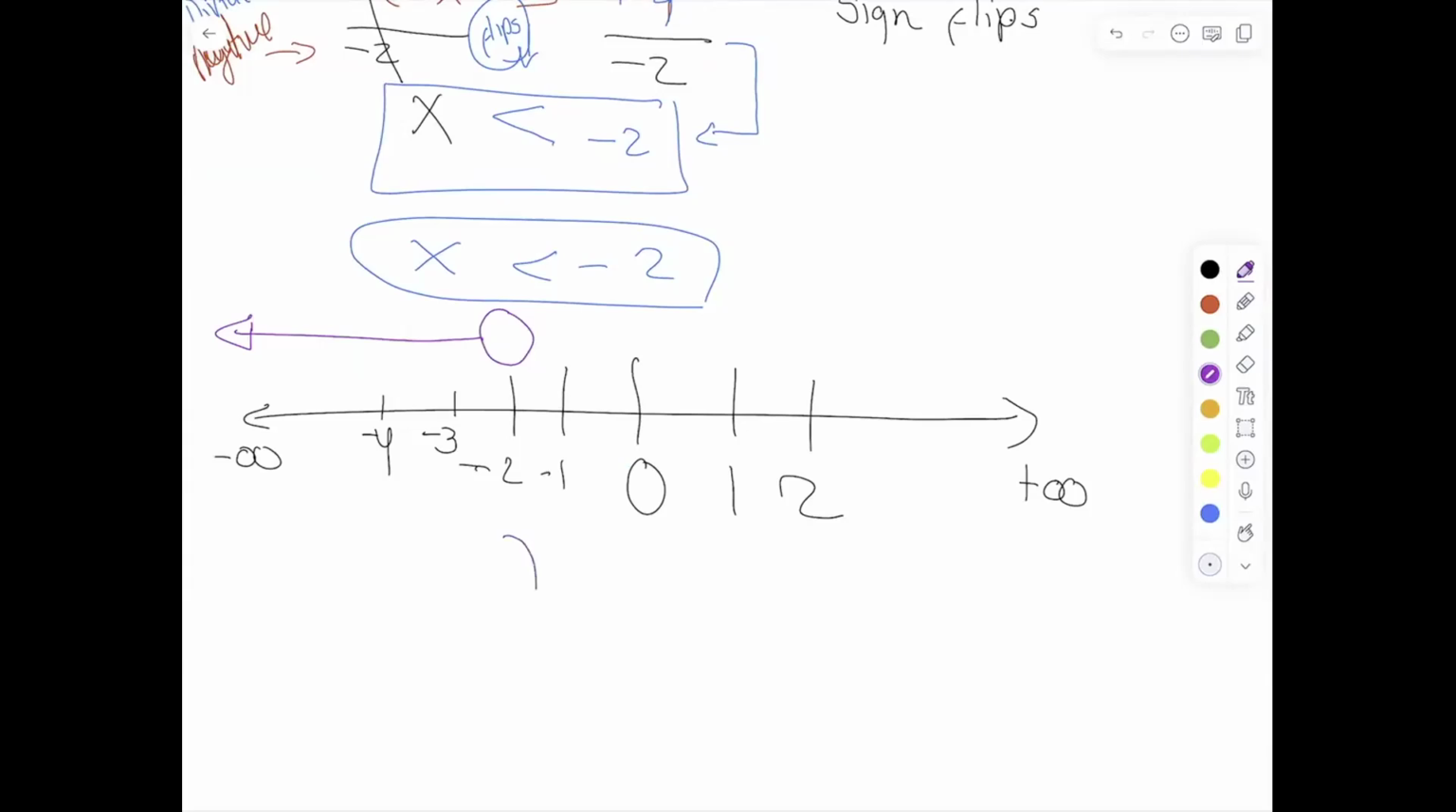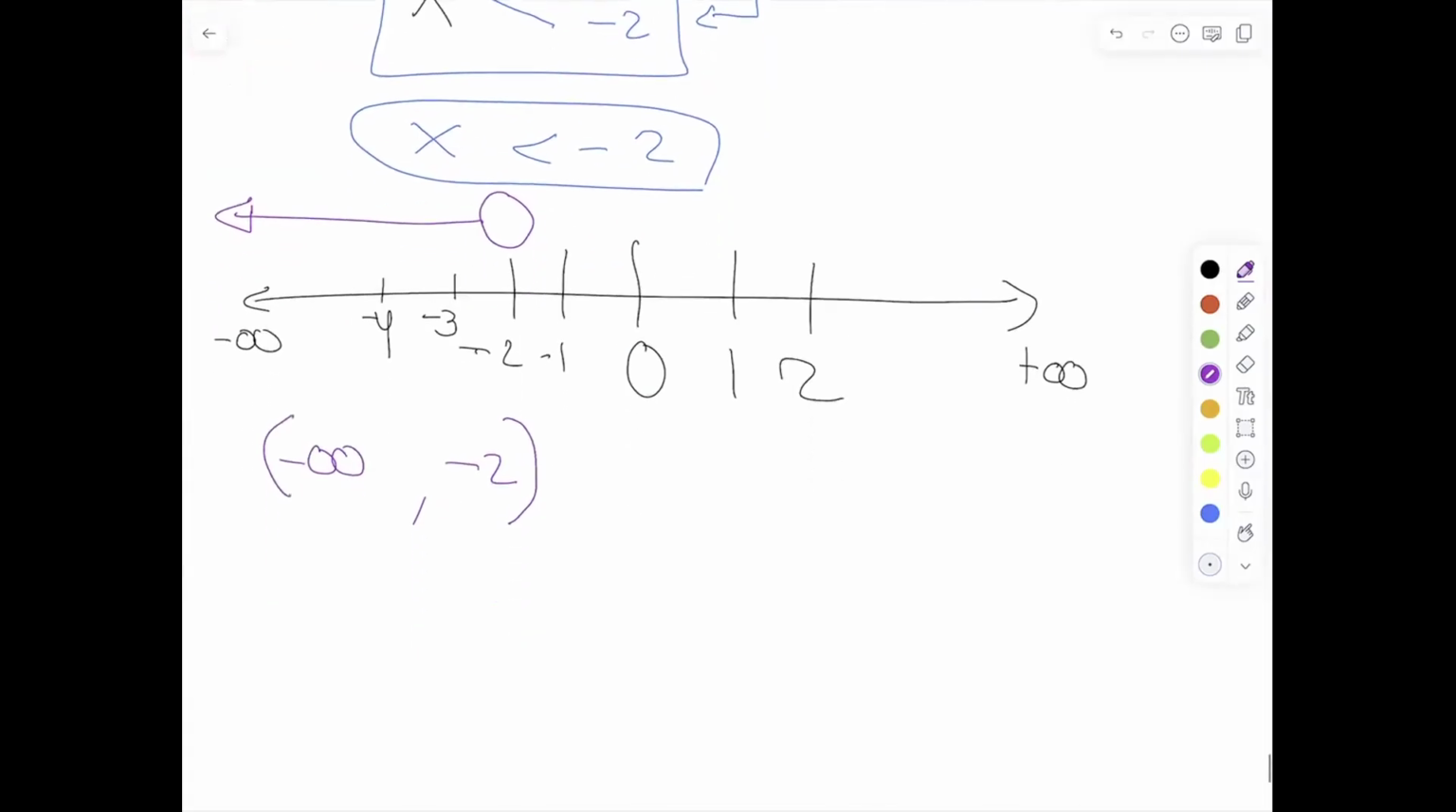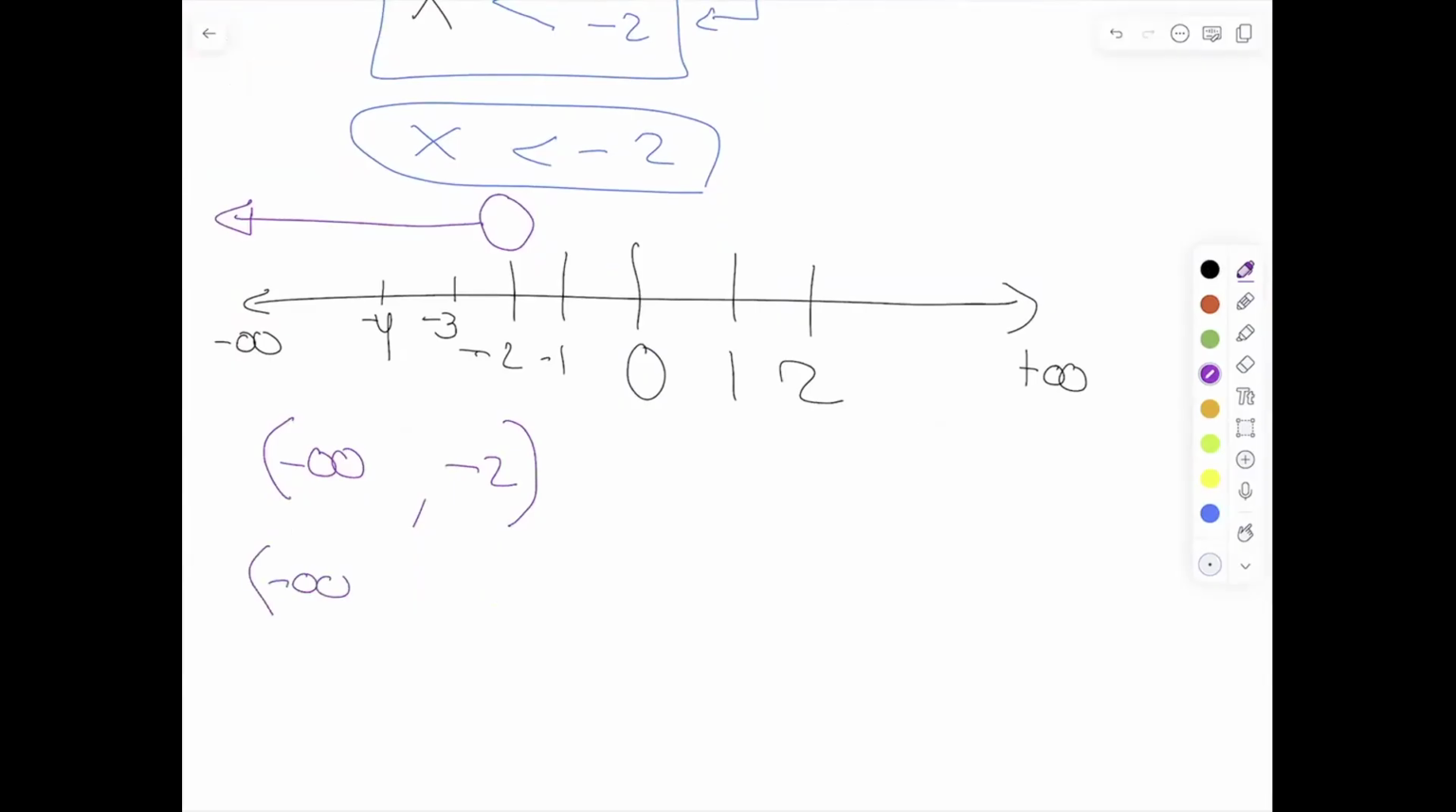It would be what? Parentheses, -2 to negative infinity. Parentheses. Or I can say negative infinity to -2. Why is the negative infinity and the -2 in parentheses? Why can't I have a bracket? Because this is open, not solid.